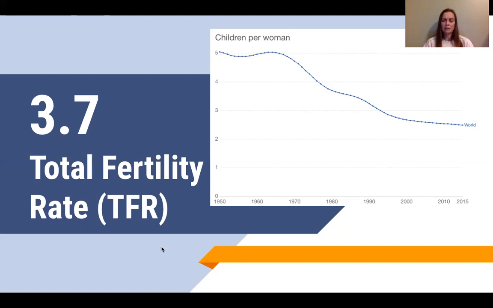This is not just the United States. So I want you to think about what's going on in the world between 1950 and 2015, and think about what are some of the factors that you think contribute to this change in total fertility rate.